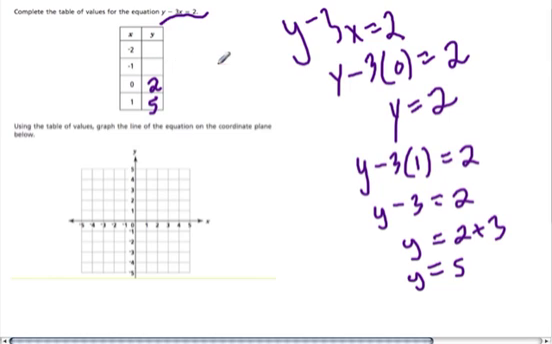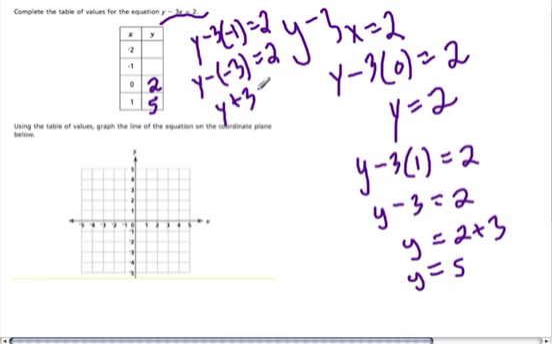So let's try that. Now we're going to plug in negative 1. So y minus 3 times negative 1 equals 2. Well, 3 times negative 1 is negative 3, and we have y minus negative 3 equals 2. Subtracting a negative is the same thing as adding. So y plus 3 is 2. So something plus 3 is 2, which means that 2 minus 3 will give me that something, and y equals negative 1. And the y value did go down by 3 when x went down by 1, so I'm going to use that pattern here to predict that this value will be negative 4, because it's going to go down by 3 each time.